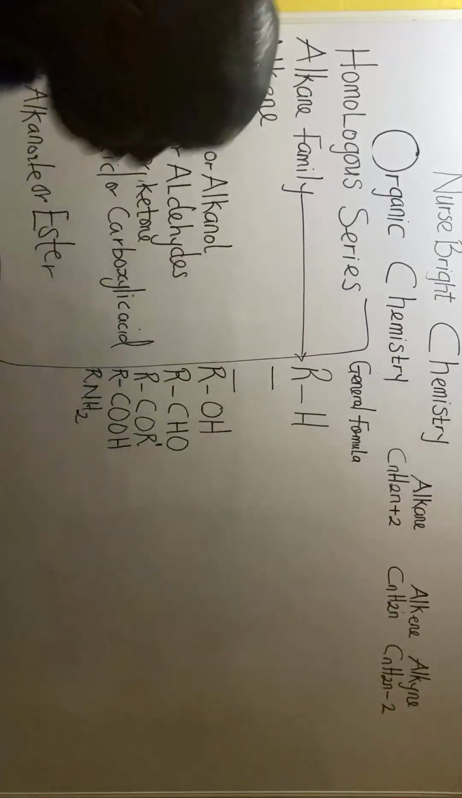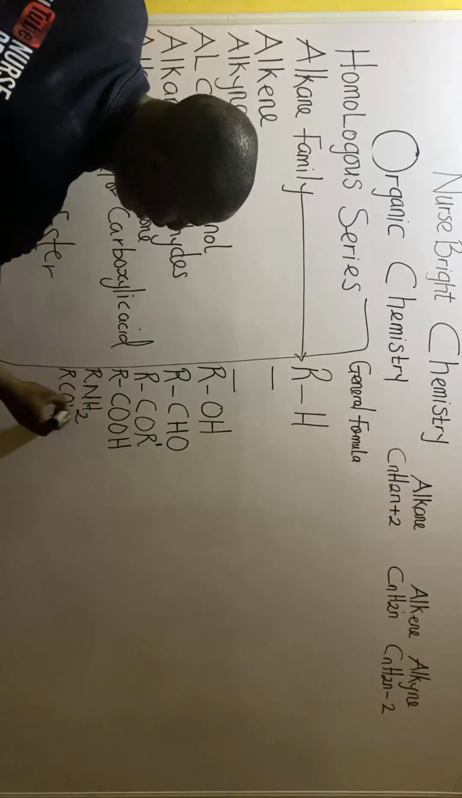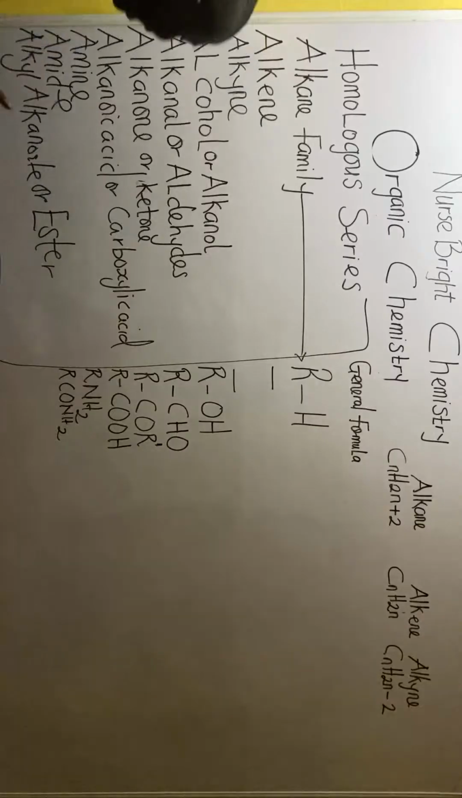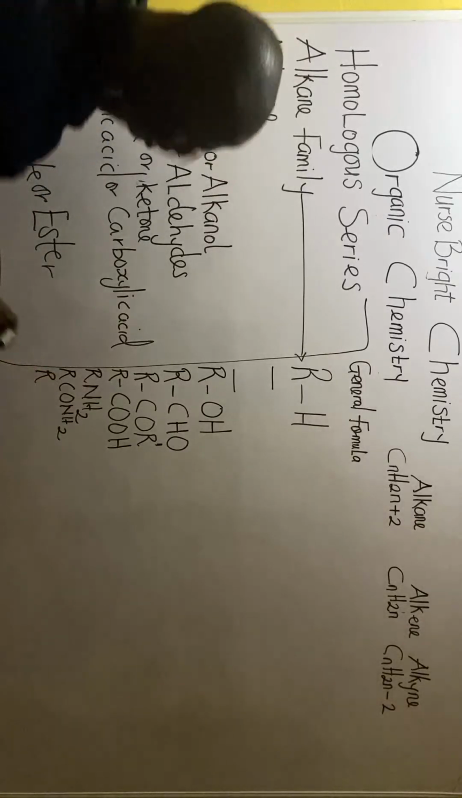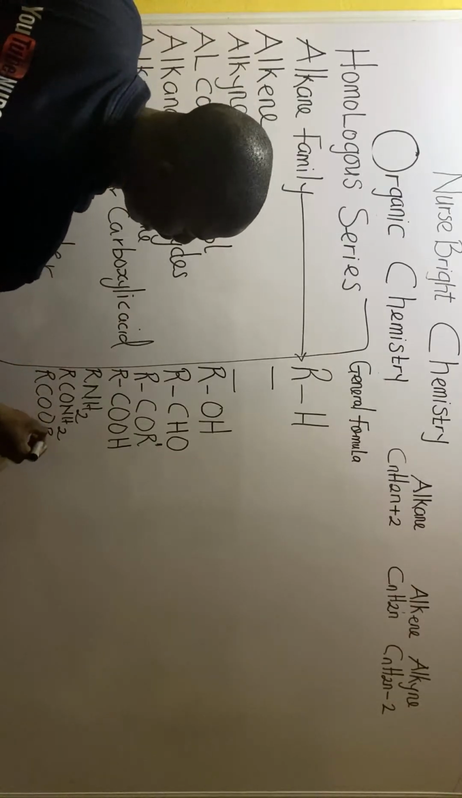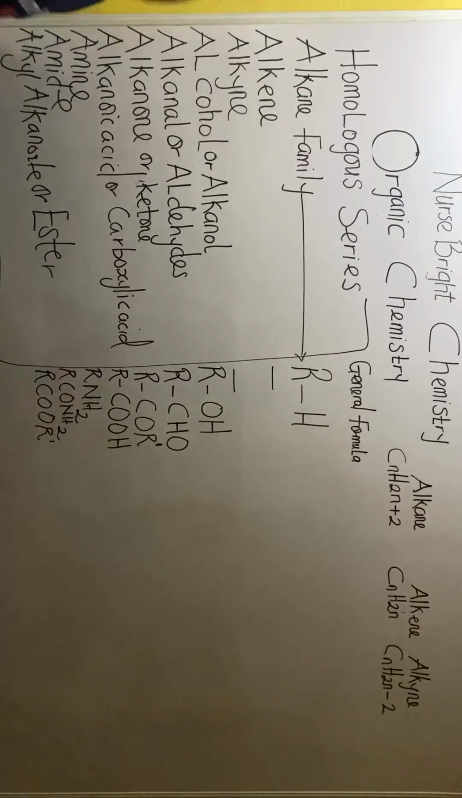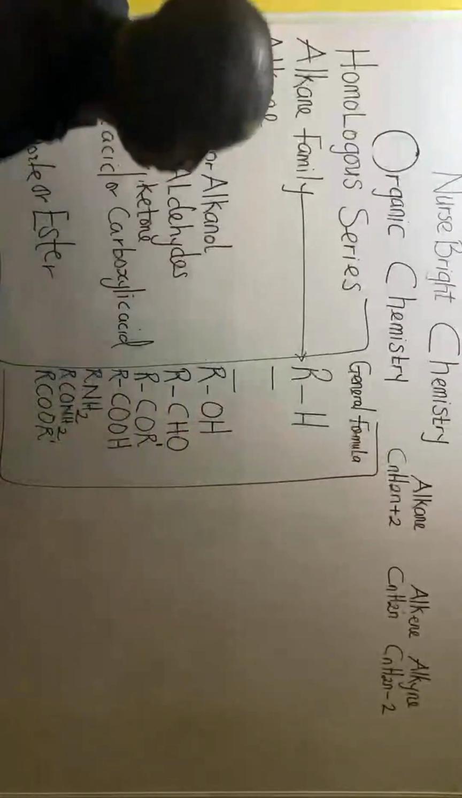The general formula for the amide is R-CONH2, and for alkyl alkanoates, also called esters, it is R-COO-R prime. That's for esters. But relax, all these ones are just story. There's something I have to tell you guys. Everybody relax, they are all easy.